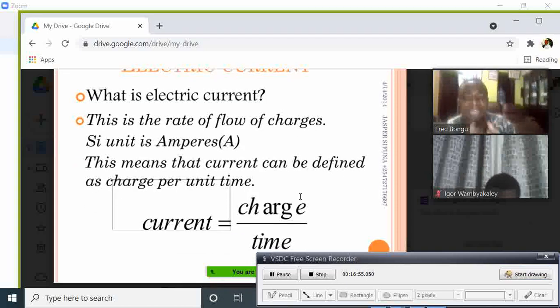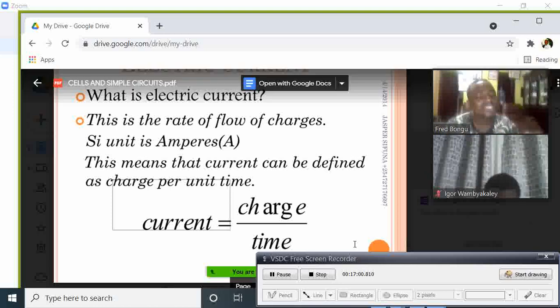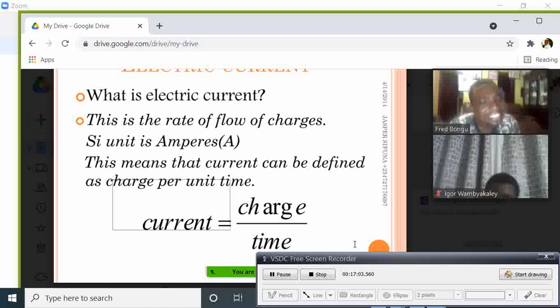Now, it means current is the rate. When we talk of the word rate, it means we are timing it: the amount of charge that is going to flow at a given time. So the quantity of charge divided by the time taken gives us the current. So current is the quantity of charge that has passed through a conductor in a given period of time. Therefore we define current as the rate of flow of charges.